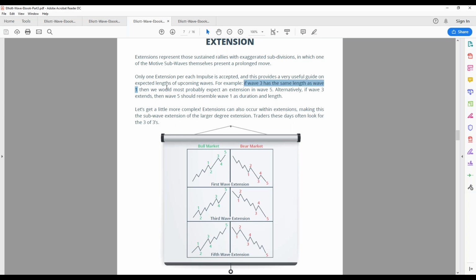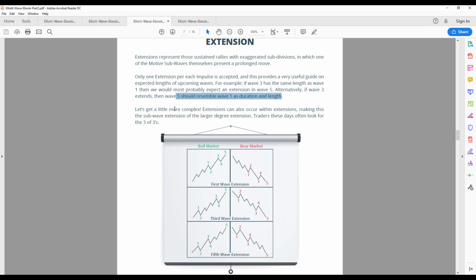Now, if wave 3 has the same length as wave 1, this will actually imply wave 5 to present the extension. And remember, one of these waves, 1, 3, or 5, needs to have an extension. This is how the continuation actually occurs. It's only normal. So if you don't have an extension in either wave 1 or 3, then most probably you would expect wave 5 to have the extension. So if wave 3 indeed extends, then wave 5 should resemble wave 1 in duration and length.